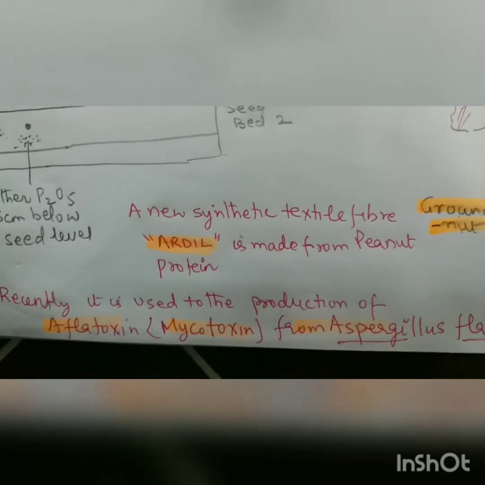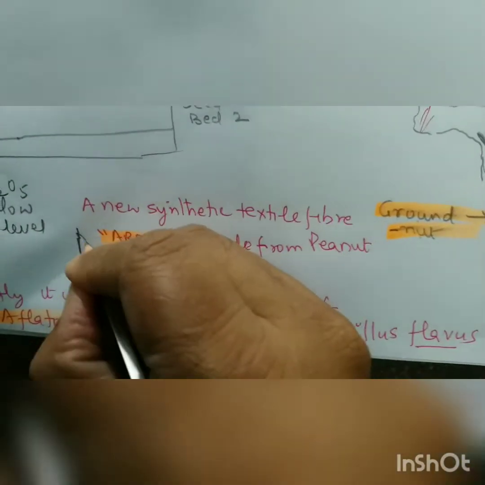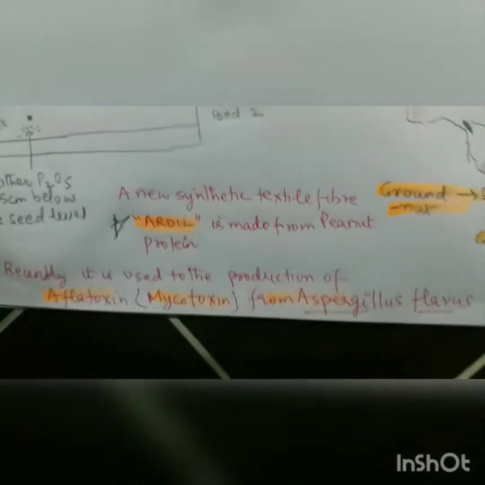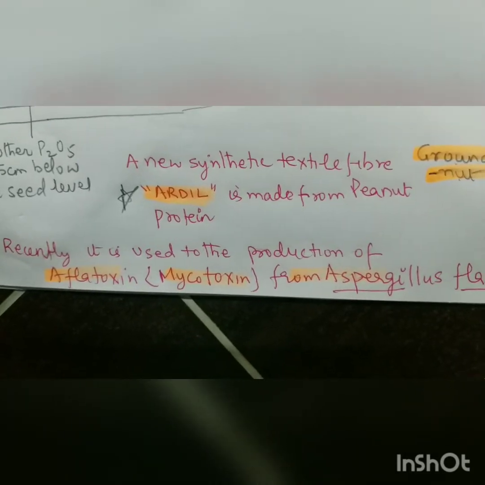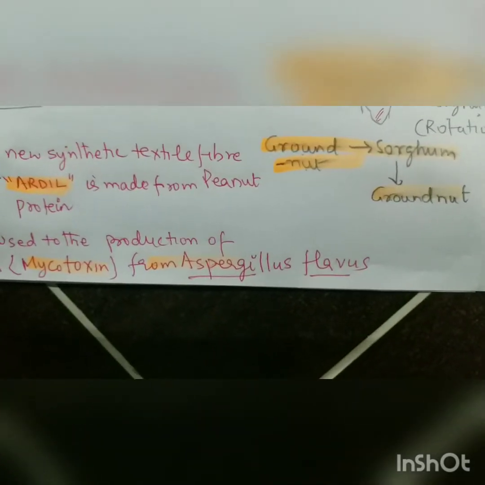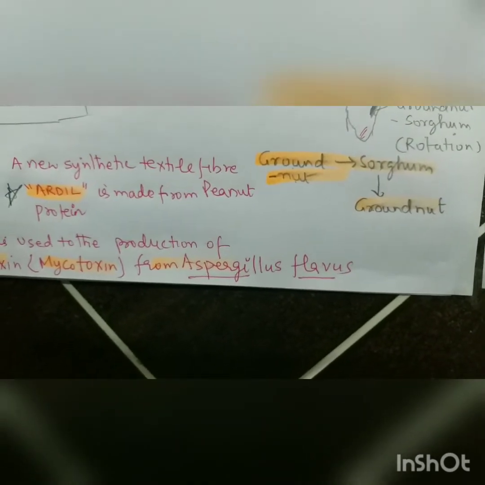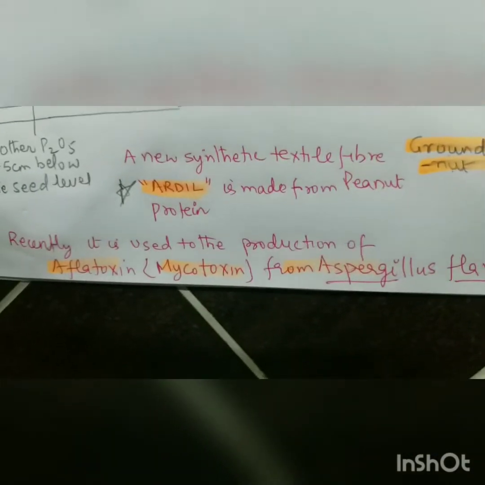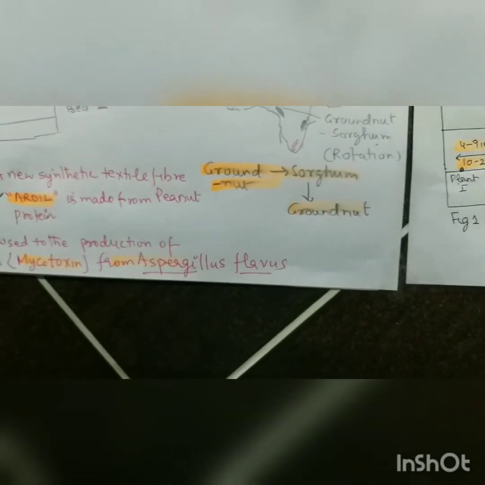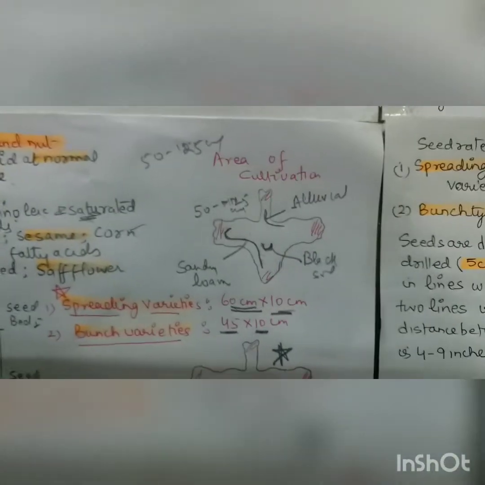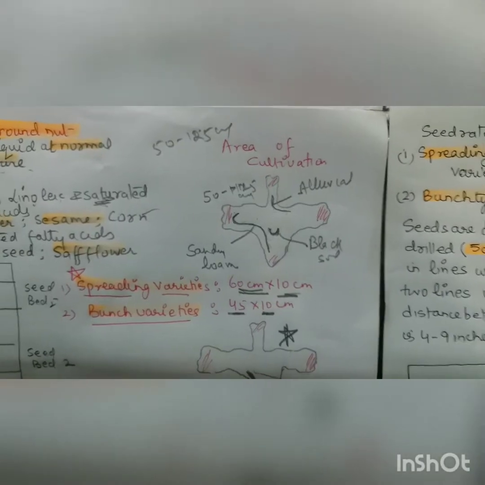So lastly, I am compiling a new synthetic textile fiber, Ardil. This is a very important question which comes mostly; it is obtained from the peanut protein. Recently, groundnut is used for the production of aflatoxin. We also call it mycotoxin, and first year people must know Aspergillus flavus, you also read it in first year. So this aflatoxin is used in cancer also. Basically, it's very important, and further studies should be required in it. So now I finish, and I will be back with you with the two botanical names in a short while.